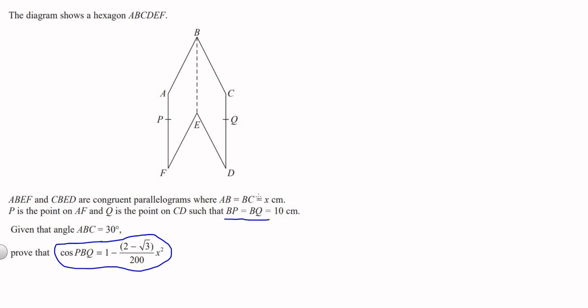What else is given? A to B is x, and then B to C is also x. Anything else given? Angle ABC is referring to the middle one, ABC, it's all of that. It's 30 degrees. And that's all that's given.